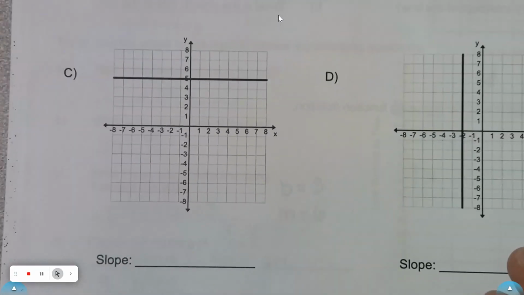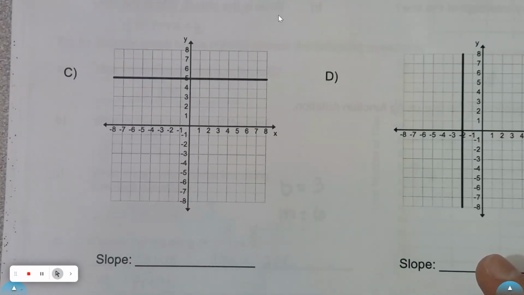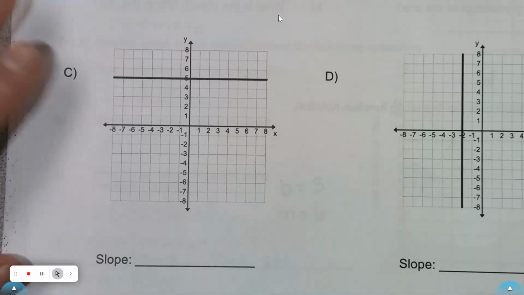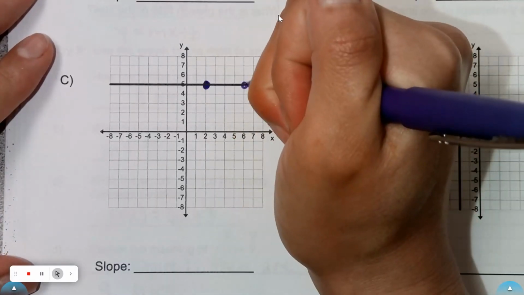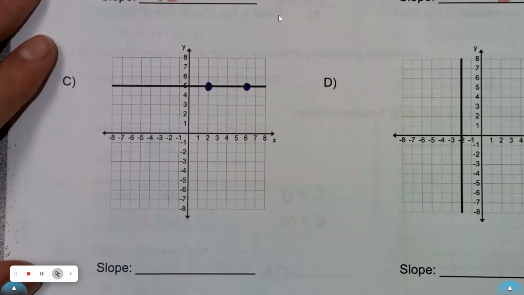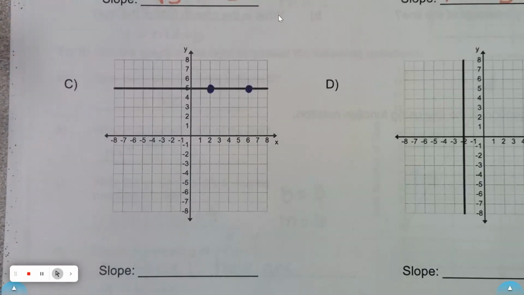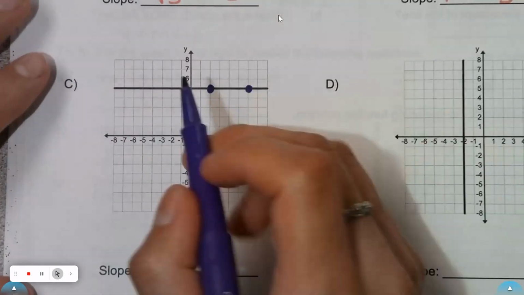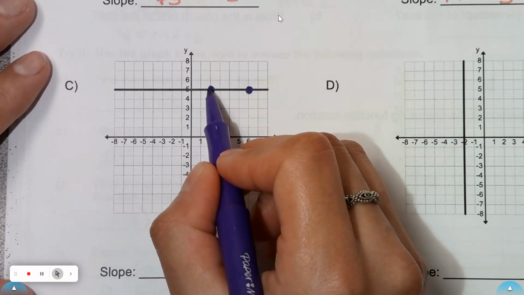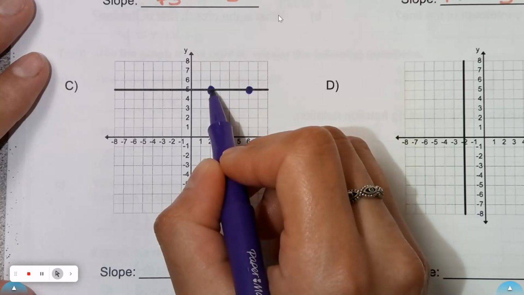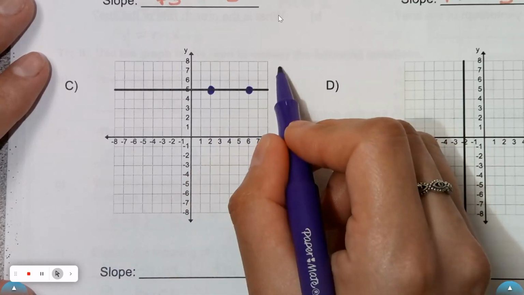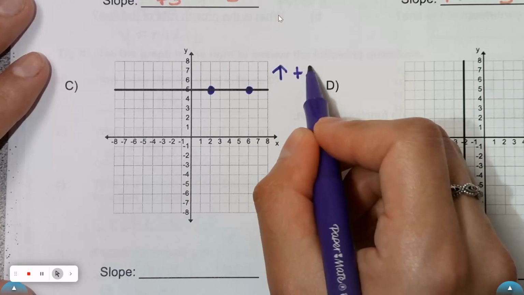Let's do these 2 examples at the bottom. So for C, you notice how C is a horizontal line? There's no dots here, so you can pick any 2 dots that you want on your line. So for example, I'm going to pick this dot and this dot. And I want to find my change going up and down and then left and right. So if I start with this dot up here, I don't have to move up or down any to be in the same row as this one. Okay, so I'm going up or down 0. So I'm going to put a 0.